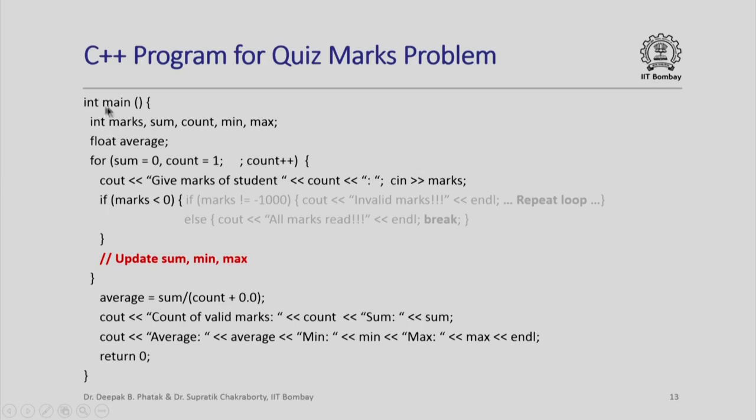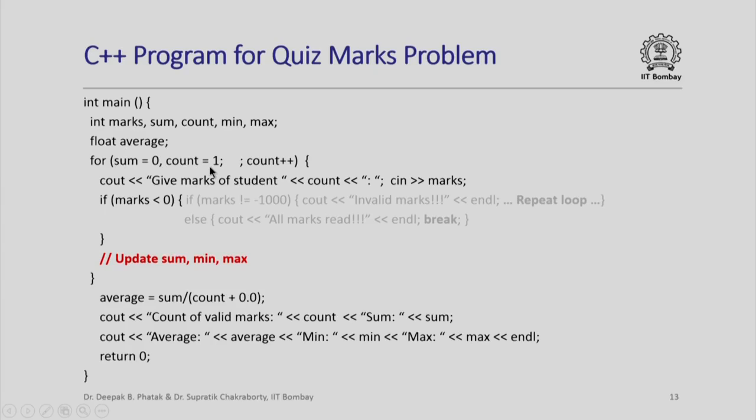The main function returns a value of type int. I have several variables that are declared here: mark, sum, count, min and max. The average could be a floating point number, so it is declared to be of type float. And now I have this one for loop, and as the initialization expression I use this compound expression which is made up of two assignment expressions separated by a comma.